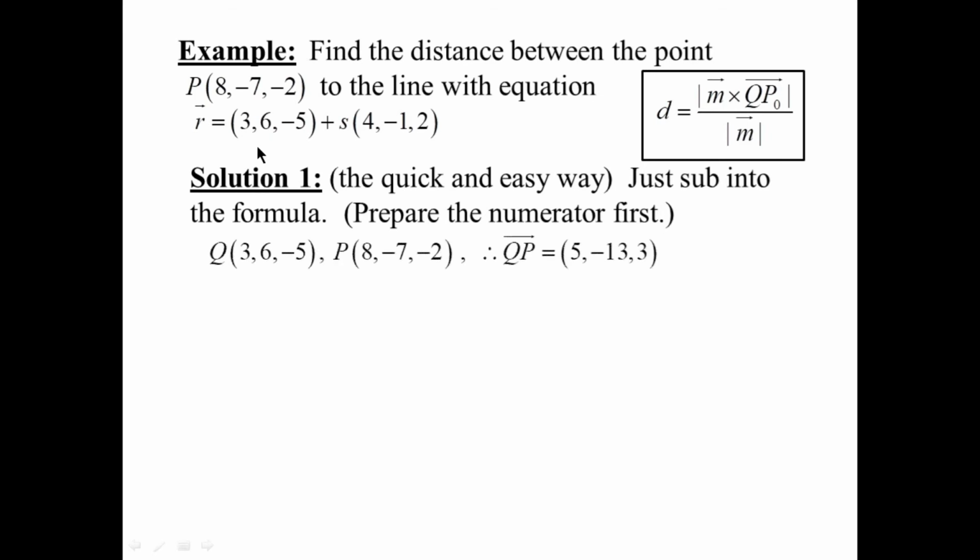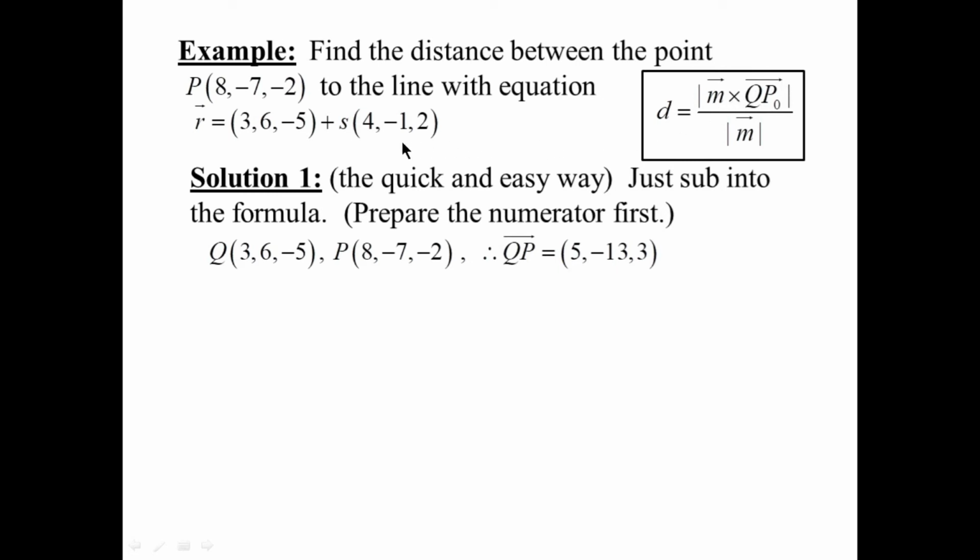So QP will be, well, P is the external point. And so QP is 8 minus 3, which is 5, negative 7 minus 6, which is negative 13, and negative 2, subtract negative 5, which is the number 3. And so we have our QP. So we've got this little bit of our formula. Now we've got to work on this cross product.